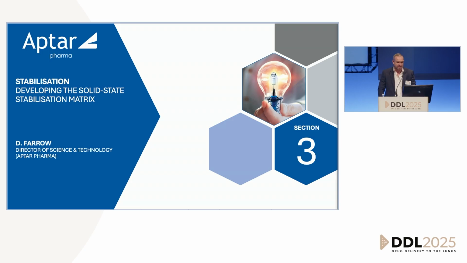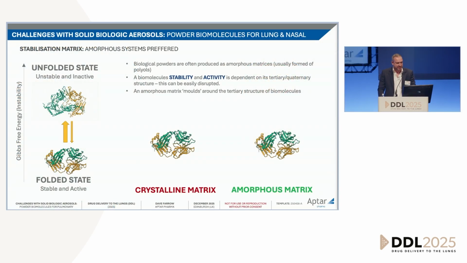So onto the stabilization. When we think about the stabilization matrix, what we're looking for is something that will confer a degree of stability to the biologic. We're going to strip off all the water, or as much of the water as possible. We want to make sure, obviously, that the matrix confers that stability and ensures that the modality remains in its secondary, tertiary, quaternary structure on stability.